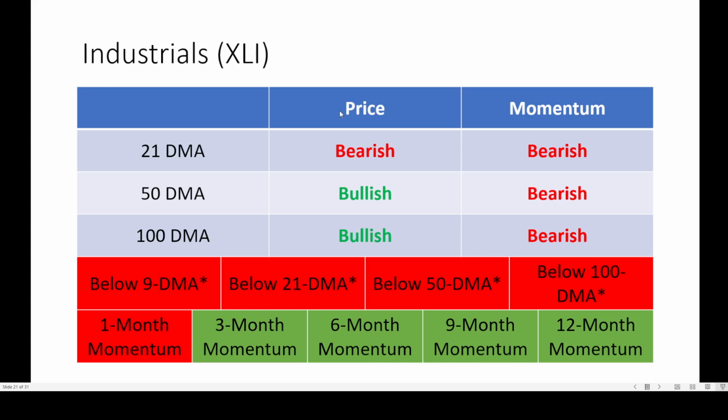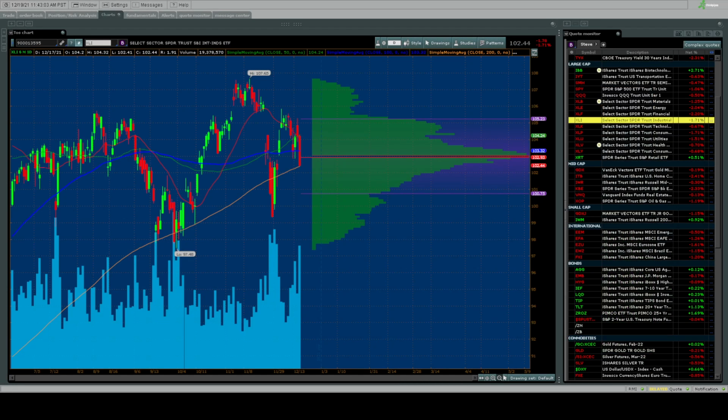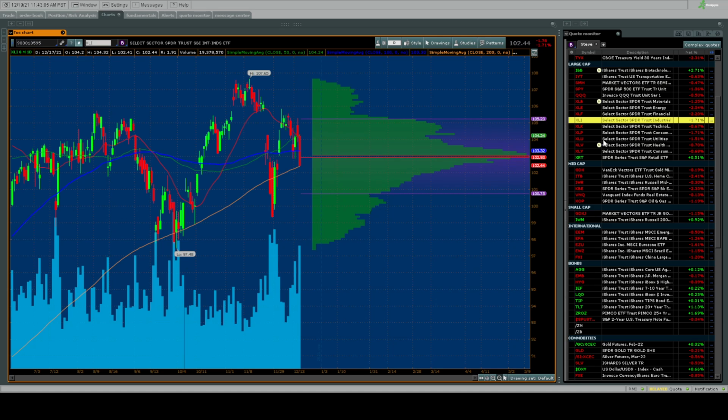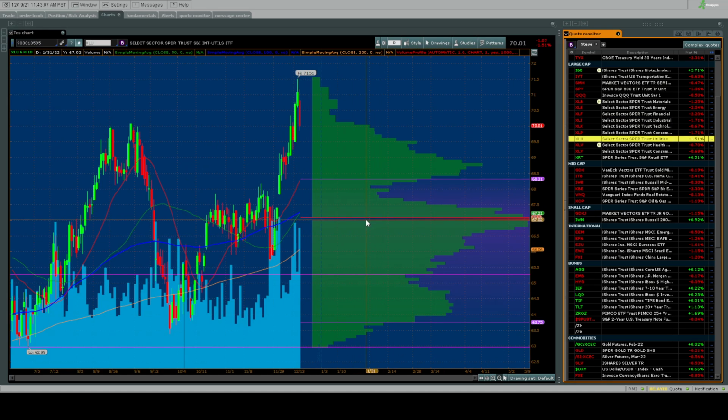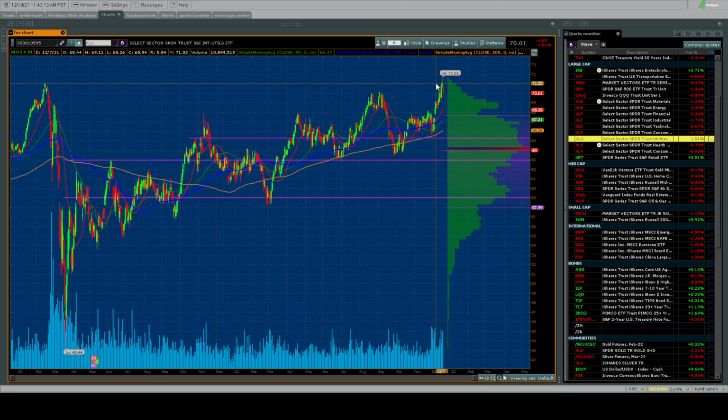All right, let's go on to utility sector, which is bullish across the board and unchanged across the board. Let's see what's going on in utilities. And what do we see? 6-month volume profile held, broke. Did it get to new all-time highs? Let's zoom out and see. It did. And guess what? It briefly got there and got rejected.